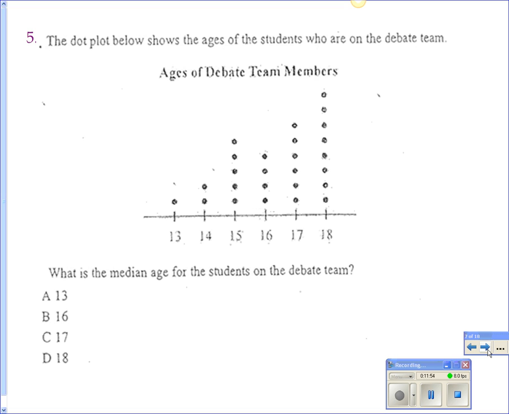The question says, what is the median age of the students on the debate team? Shakira, what word should I circle? Median. And Shakira, what's the definition of median?